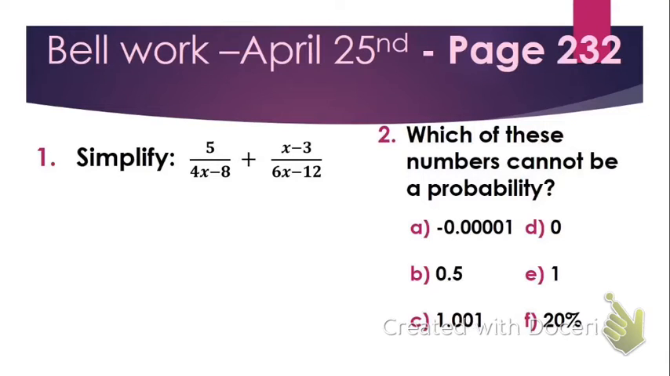Let's talk about the bell work. What am I supposed to be doing with these two rational expressions? Simplifying. Supposed to be adding them together. So what do I need if I'm supposed to add them? Common denominators. Are these two denominators the same?